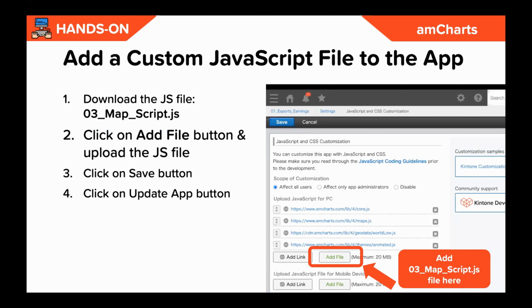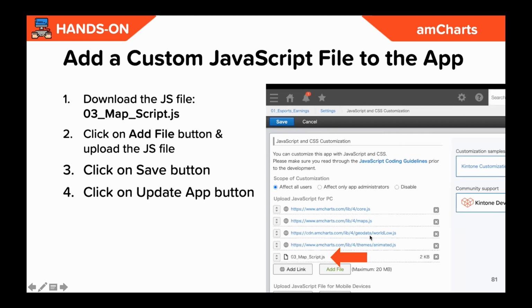And right over here, in this list of 4 URLs that we just referenced, we're going to add a file, and it's here that we will add our recently downloaded map script. Remember, it's got to be in this order, so the map script will actually be last. In other words, we will load all of the necessary program libraries from amCharts, and then we will add our custom chart instance. Once we do that, we click save, and then we redeploy the Kintone app.